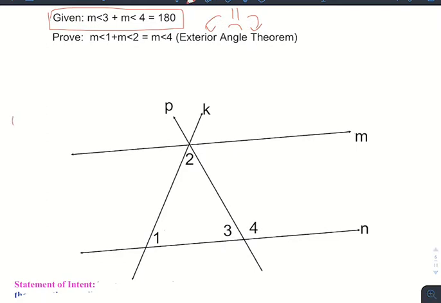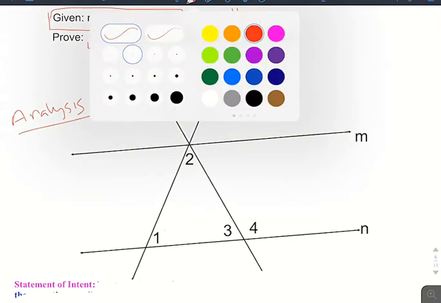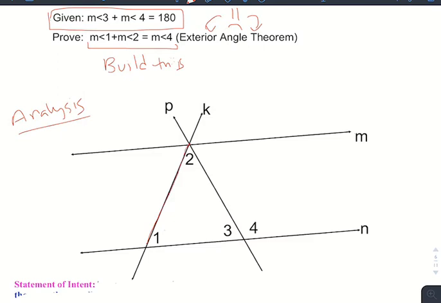As far as the analysis goes, one thing hopefully you picked up on is that if the target is an equation, it's an equation that we have to build. Which means we need a starting point equation, hopefully involving as many of those angles as possible. I kind of already gave away the hint: we do have this triangle, which I'm going to outline in red. That should probably be our starting point. If we have this triangle, we automatically know that the measure of angle 1 plus the measure of angle 2 plus the measure of angle 3 equals 180 degrees. That's just the triangle sum theorem.